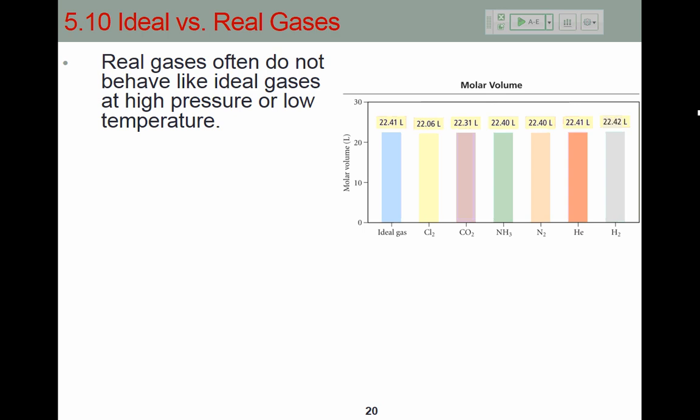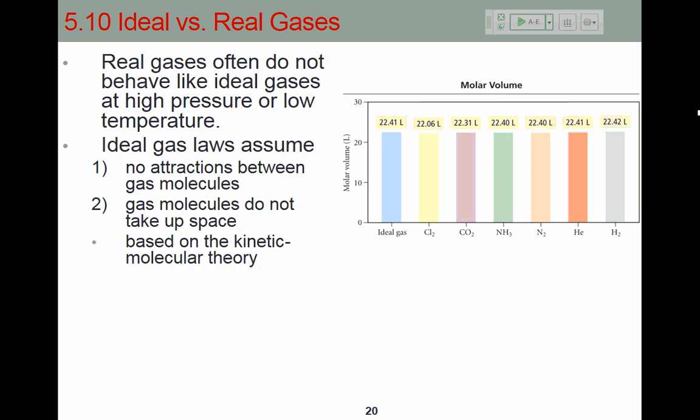So we know our molar volume for our ideal gas is 22.4, and that's pretty much true at those ideal conditions. But our ideal gas law assumes no attractions between gas molecules, and the gas molecules don't really take up space, based on kinetic molecular theory. So that's pretty much true at our ideal conditions. We consider it negligible that the gas molecules are interacting with each other, and also that they're pretty small, so they're not really taking up space themselves.